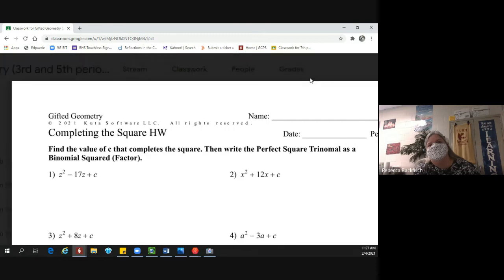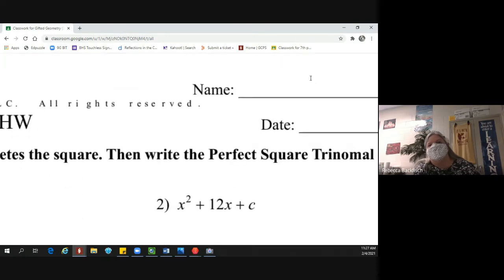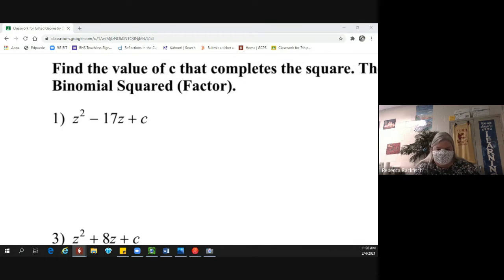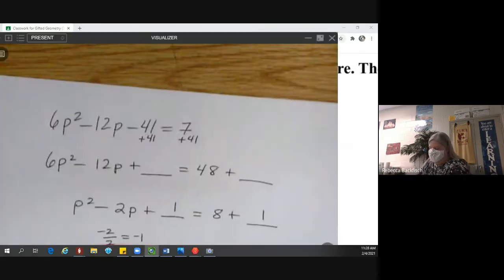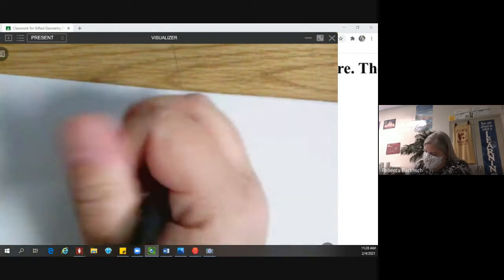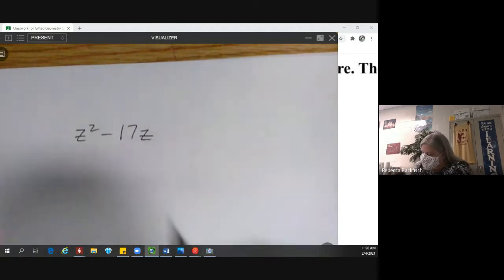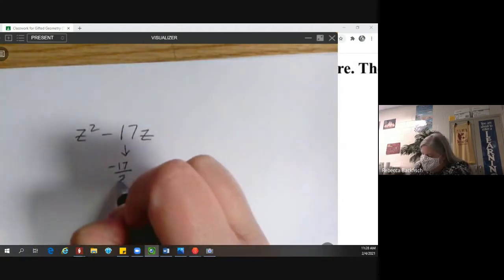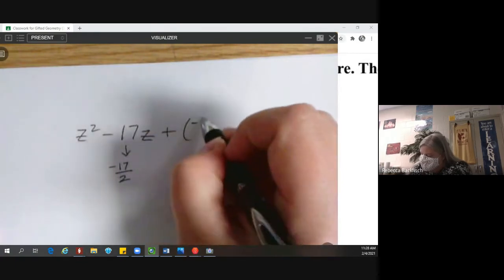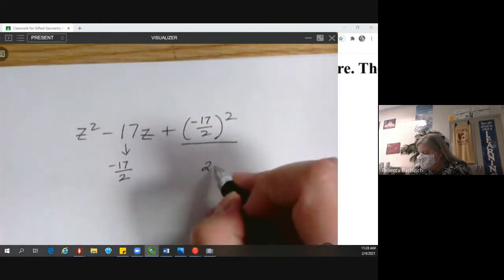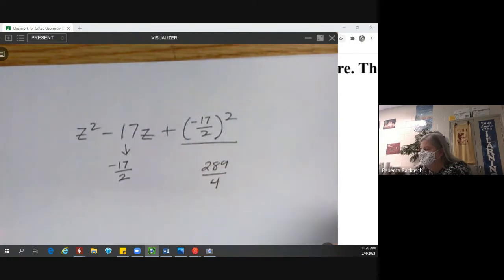Okay. It says find the value of C that completes the square. All right. Z squared minus 17C. Okay, so I'm going to take half of this number, and then I'm going to square it, and that's what goes here. So this is my answer, but we don't leave it in that form. We go ahead and do the work. So 17 squared, I believe, is 289, and 2 squared is 4. So that would be my answer.